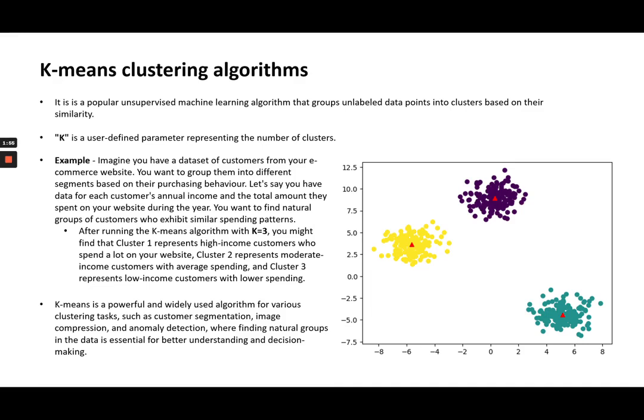So this is how k-means clustering algorithm really helps us, and it is one of the most powerful and widely used algorithms for various clustering tasks. It might be customer segmentation, image compression uses it a lot. Then if you talk about anomaly detection, it is one of the primary use cases where k-means algorithm is used. So all these use cases are where we are trying to find natural groups in the data to have a better understanding and make decisions.